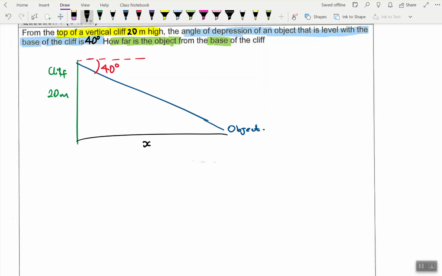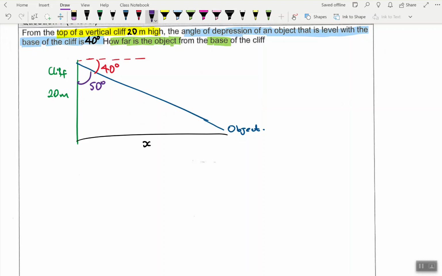So getting the diagram is the first and most important step. Now, there are two ways of doing this. No method is easier than the other, but we can see that this is 90 degrees here. So 90 minus 40 will give me 50 degrees. So I know that that here is 50 degrees. I can use this to calculate x.